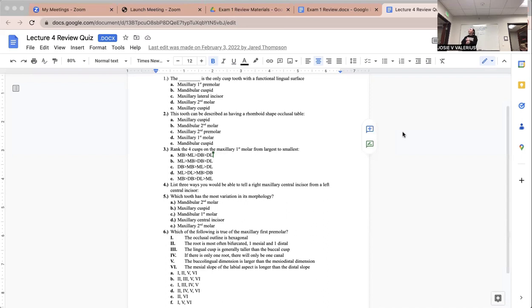The tooth can be described as having a rhomboid shaped occlusal table. Does anyone know? Maxillary first molar? Yes, maxillary first molar. That works. And then does anyone know number 3? Rank the 4 cusps on the maxillary first molar from largest to smallest.